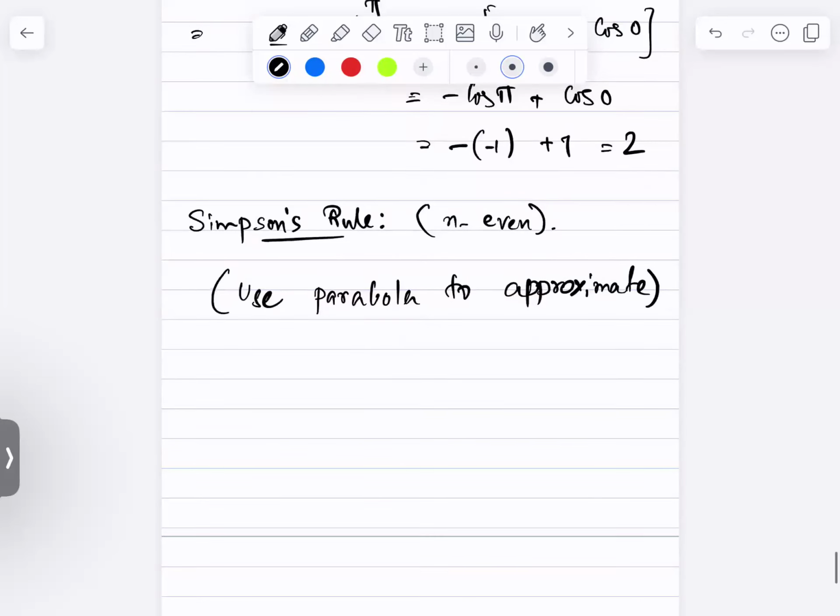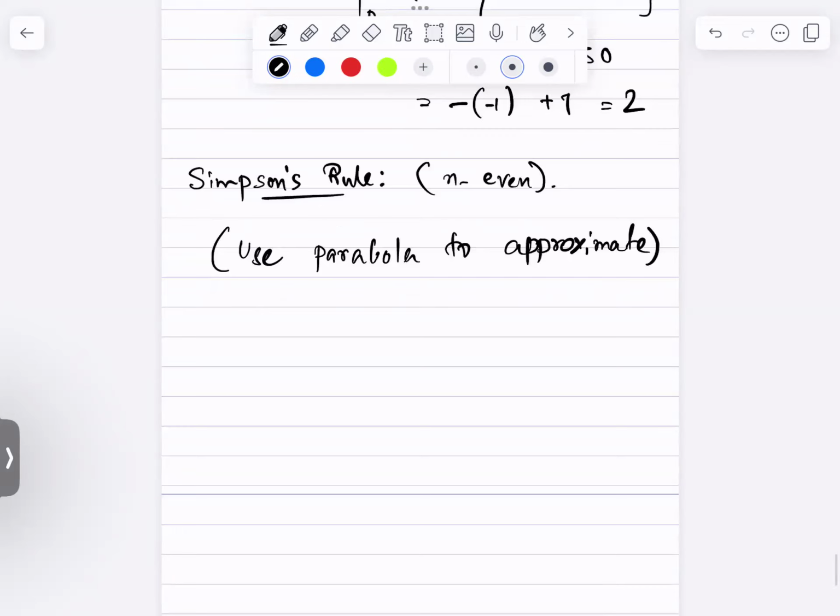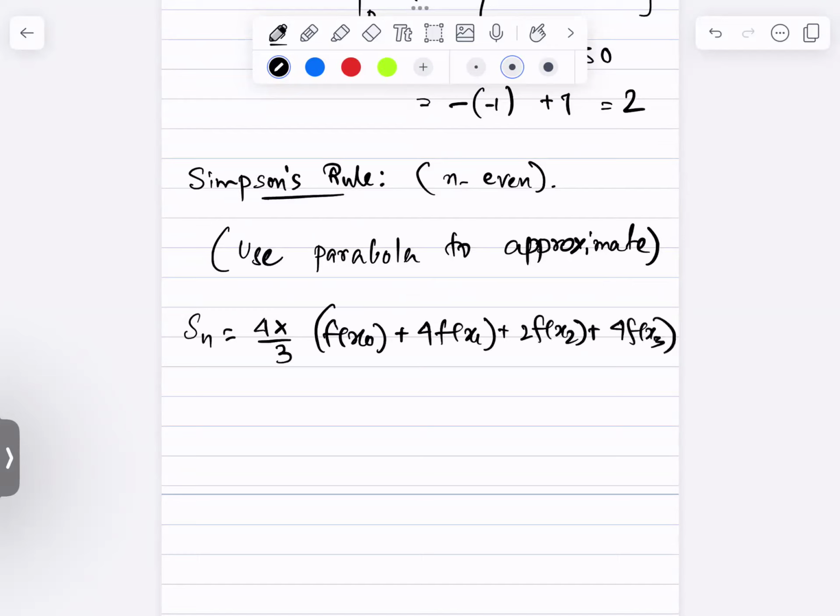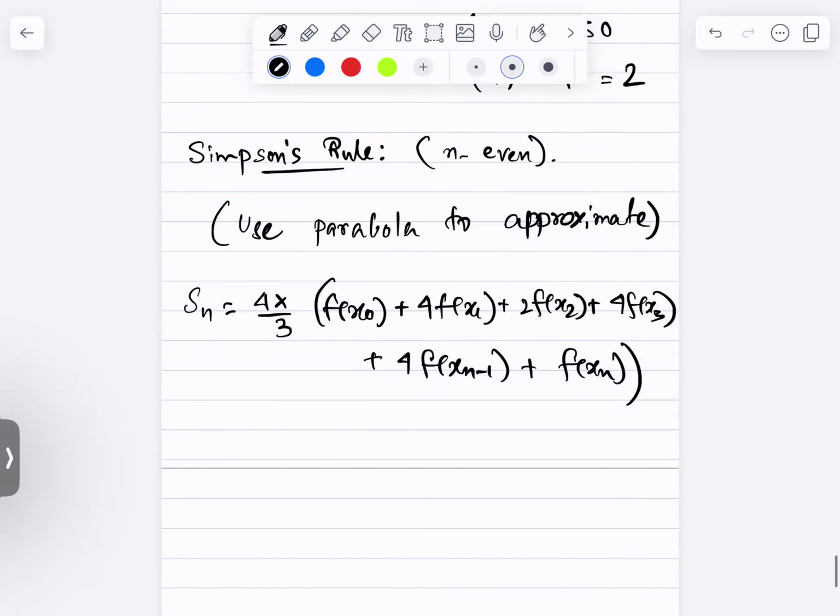And that might be a little bit tricky. So the formula is delta x over 3 times f of x0 plus 4 f of x1 plus 2 f of x2 plus 4 f of x3. So the 4 and 2 will appear one after another, then 4 f of x(n-1), and the last is f of xn. You can see that f of x0 and f of xn appear without any factor, except that you will have 4, 2, 4, 2, one after another periodically.